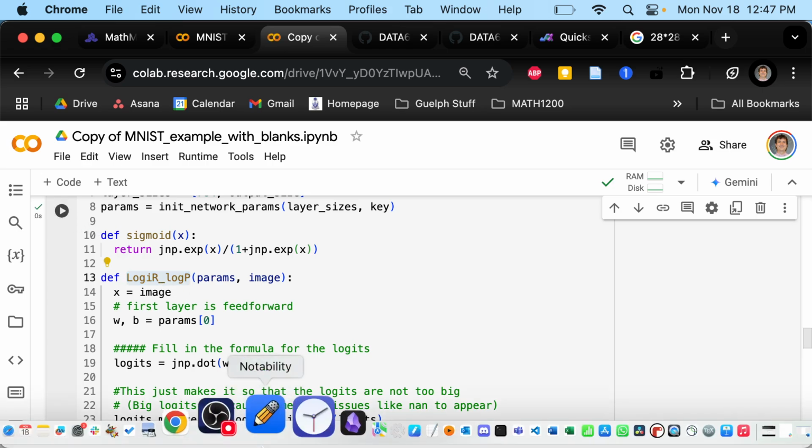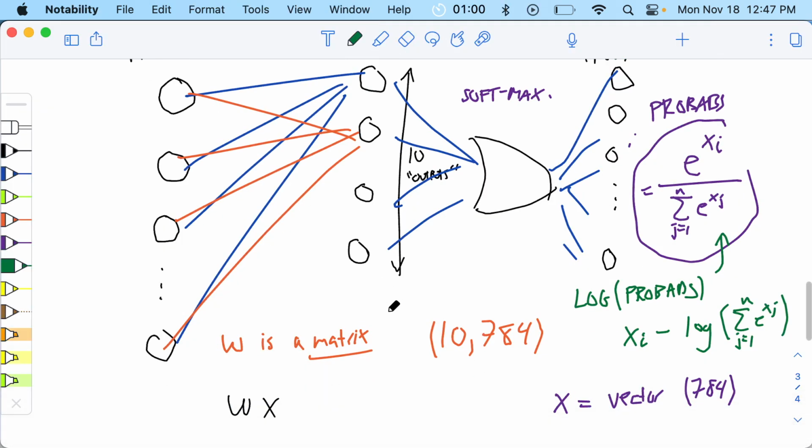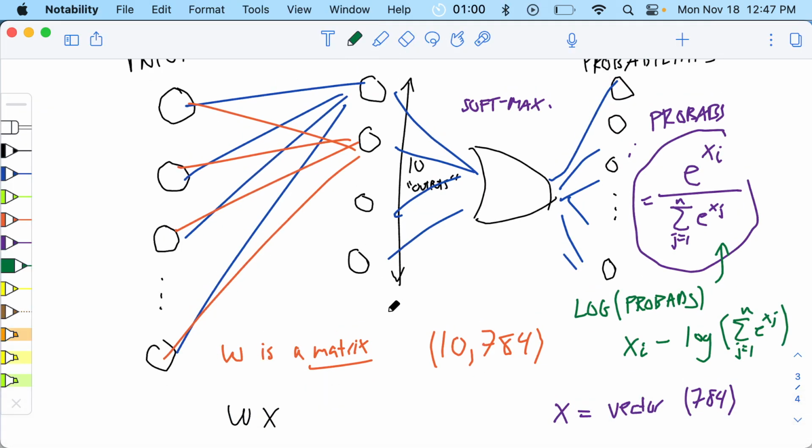And so what we have done so far is we have told the computer how to do this model, where we first do one layer of linear stuff, then we do a softmax function to get from the logits to the log probabilities. That's what we've done so far. Questions or comments about that?